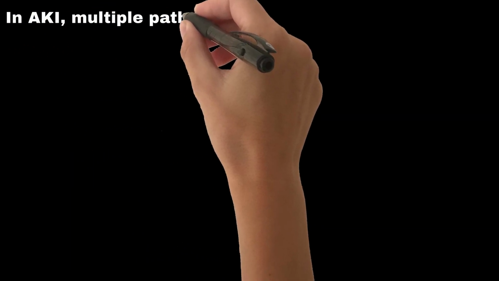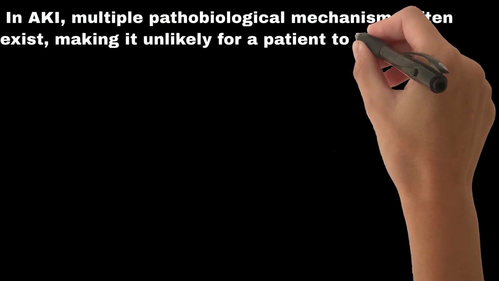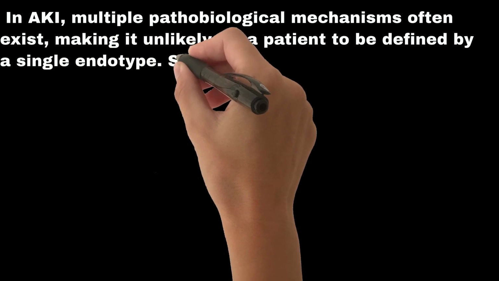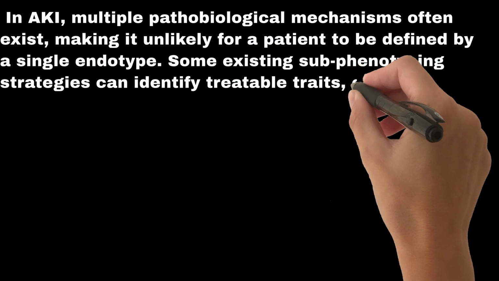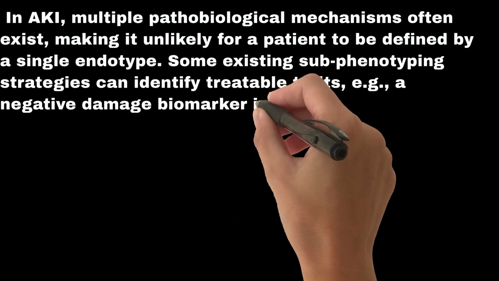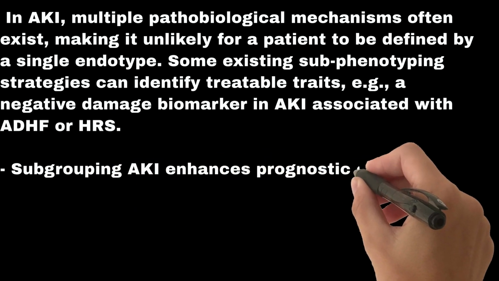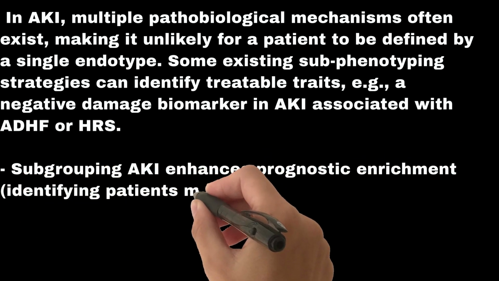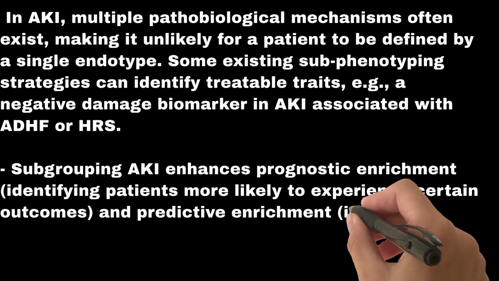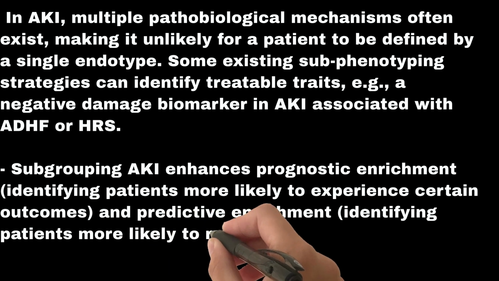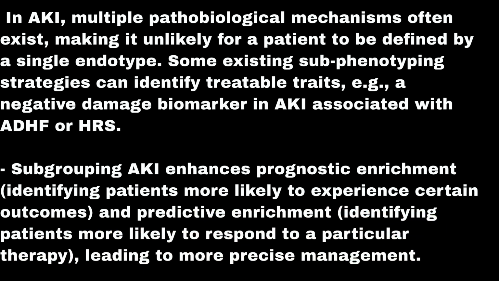In AKI, multiple pathobiological mechanisms often exist, making it unlikely for a patient to be defined by a single endotype. Some existing subphenotyping strategies can identify treatable traits, e.g., a negative damage biomarker in AKI associated with a DHF or hours. Subgrouping AKI enhances prognostic enrichment, identifying patients more likely to experience certain outcomes, and predictive enrichment, identifying patients more likely to respond to a particular therapy, leading to more precise management.